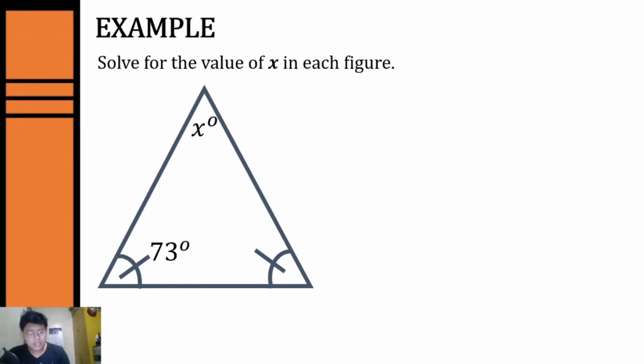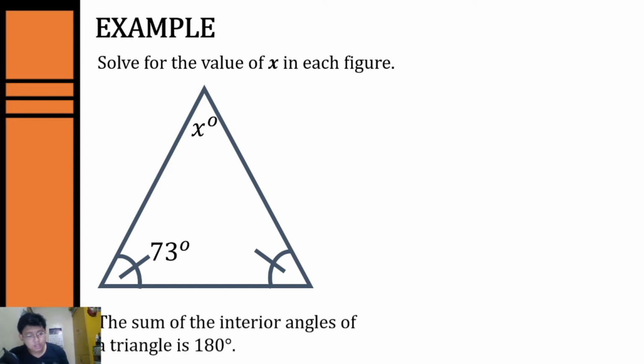Alright, let's have another example. Let's solve for the value of x. In this example, we are given an isosceles triangle. Now, we know that our base angles are congruent. So we will use the theorem, the sum of the interior angles of a triangle is equal to 180 degrees.